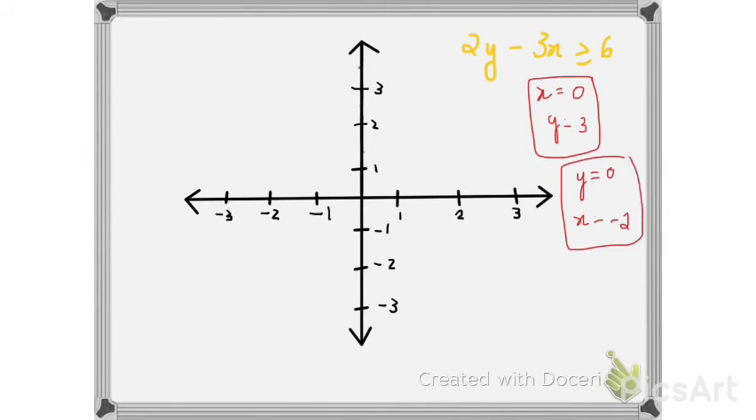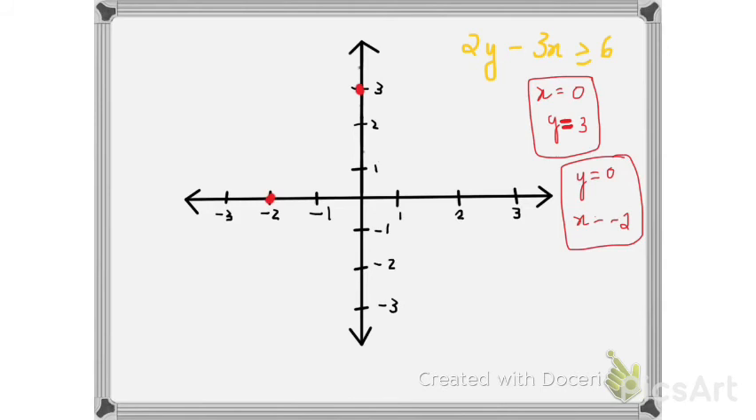So we have our coordinates. All we need to do now is mark it. So x is equal to 0, y is equal to minus 3. Minus 3 is below. Sorry, I'm so sorry. This is not minus 3. This is x is equal to 3. So we need to mark a positive 3. So we mark it over here. And then we have y is equal to 0 and x is equal to minus 2. So x is equal to minus 2 is over here. So now we just need to draw the line.